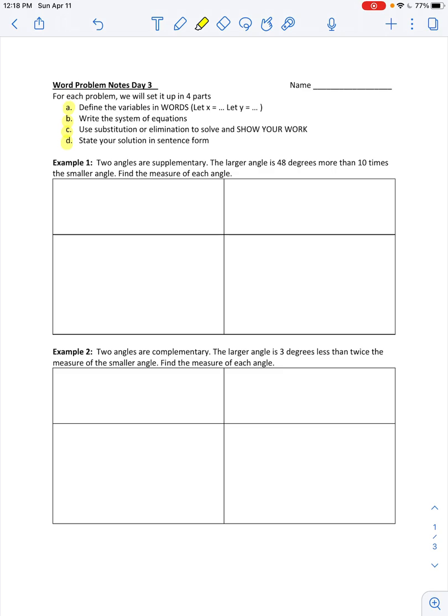So in example 1, it says 2 angles are supplementary. The larger angle is 48 degrees more than 10 times the smaller angle. Wow. Find the measure of each angle. So that last part helps me identify my variables. X is going to be the measure of, let's say, angle 1. Then Y would represent the measure of angle 2. Okay, so we've done part A.